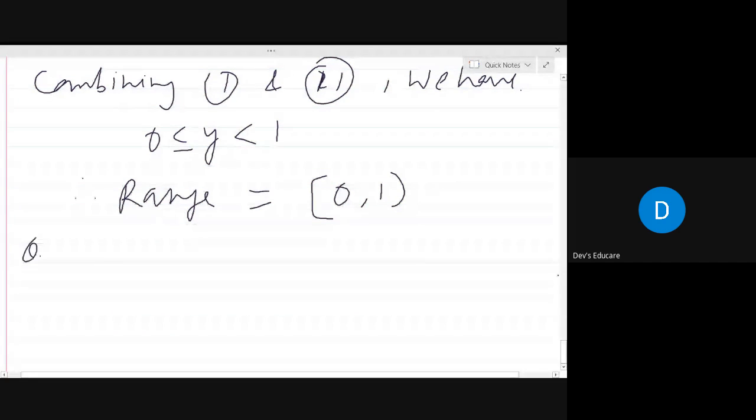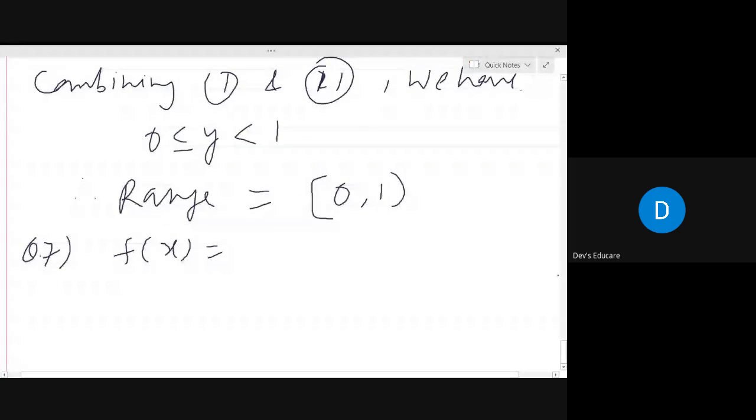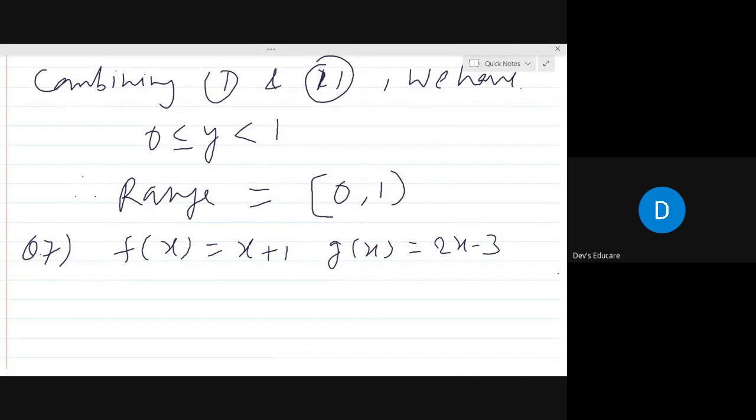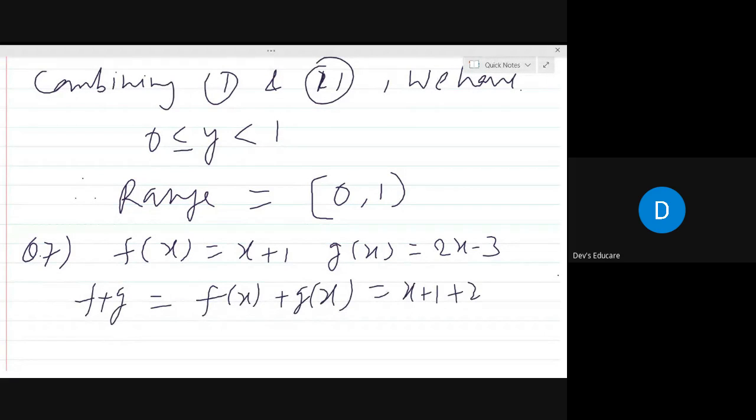Question number 7. f(x) = x + 1 and g(x) = 2x − 3. We have to find f + g, f − g, and f/g. That is quite simple. If we have to find f + g, that means f(x) + g(x). That will be x + 1 + 2x − 3, and this will be 3x − 2.